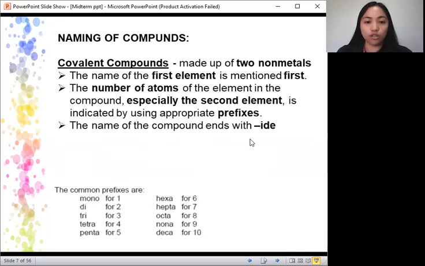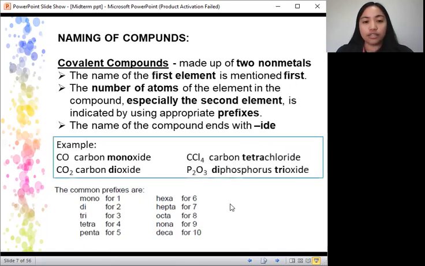The most common prefixes are listed here. You have to familiarize this also. For our example, CO. As you can see, for CO, you have one atom of carbon and one atom of oxygen, so its name is carbon monoxide. Then CO2. For CO2, you have one atom of carbon and two atoms of oxygen. That is why it is named carbon dioxide.